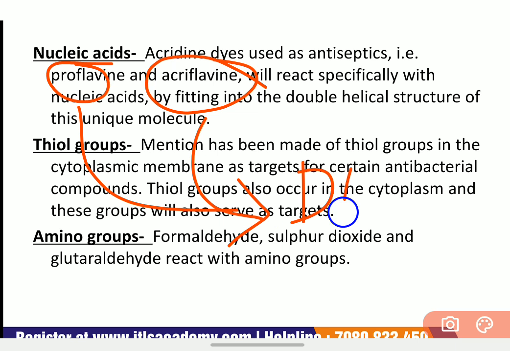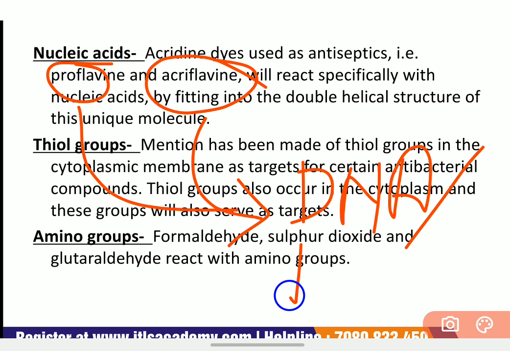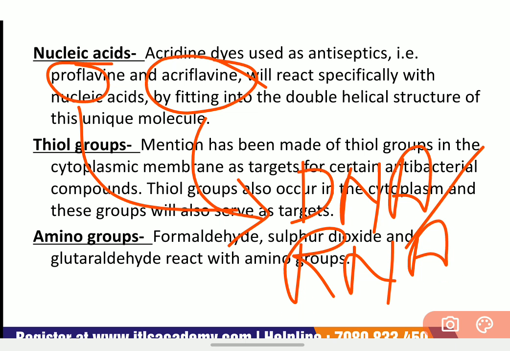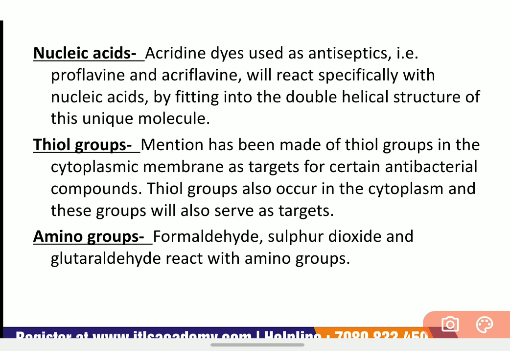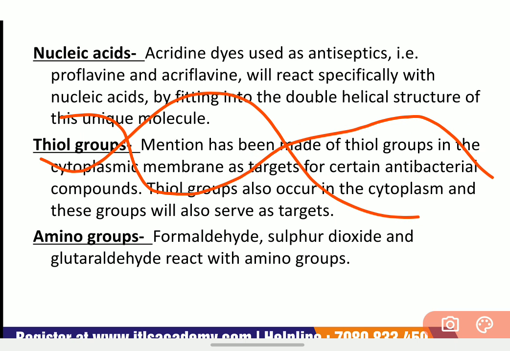This may be DNA or this may be RNA. These are antibiotics that act on the genetic material by fitting into the double helical structure of this unique molecule. These antibiotics disrupt the structure and function of the DNA by fitting into the double helical structure of the molecule.